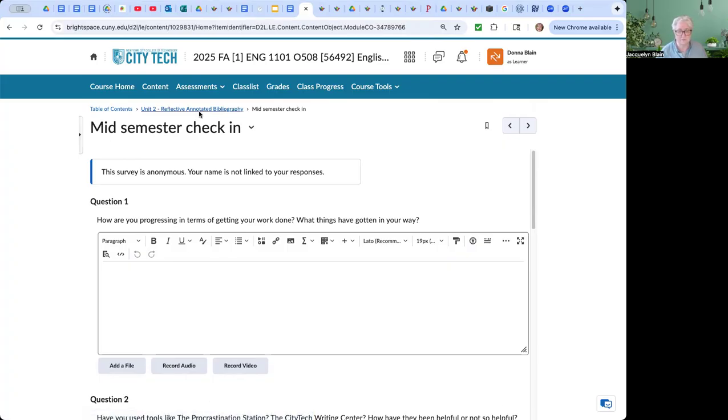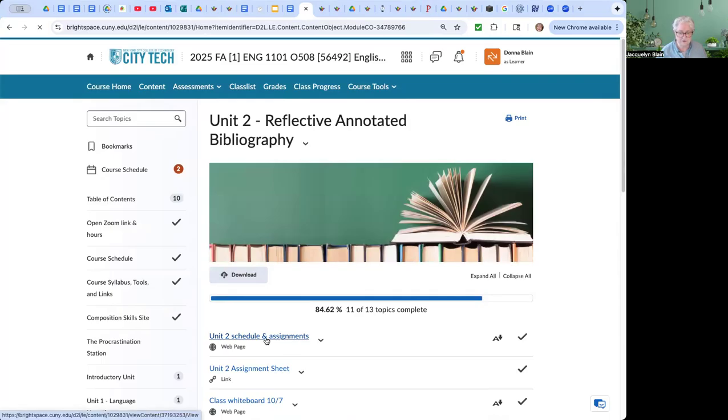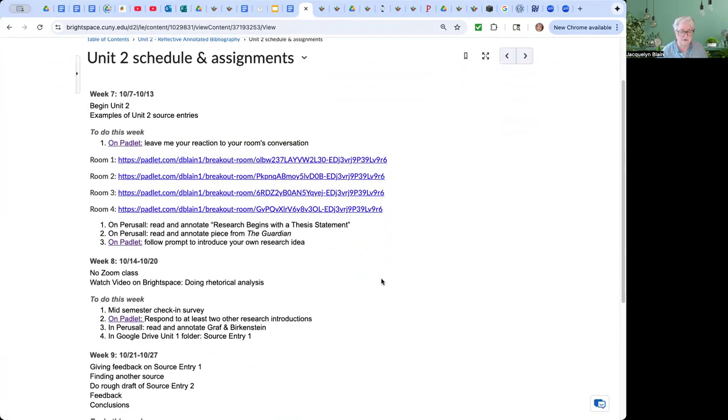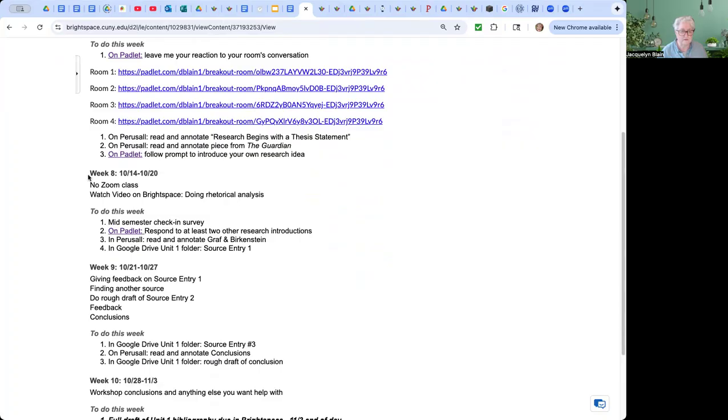So back up, computer. Here's the schedule. This is where we are, right here. Do the check-in survey. Go over to the Padlet and respond to other people's introductions. Sometimes people have really good information or suggestions about where to find information. So do that. In Perusall, there's a thing to read and annotate.